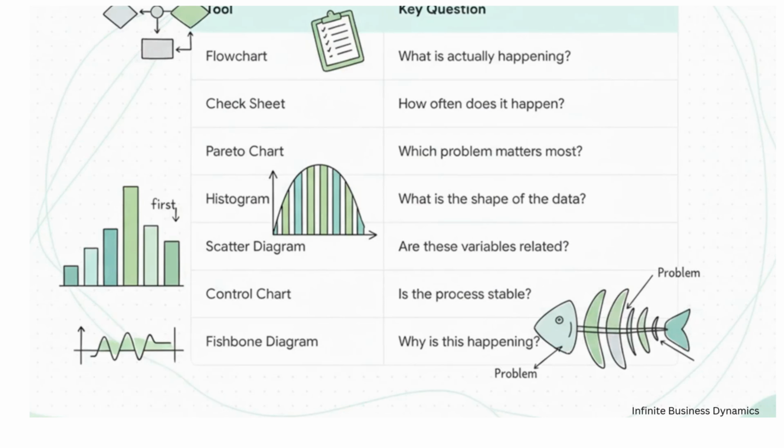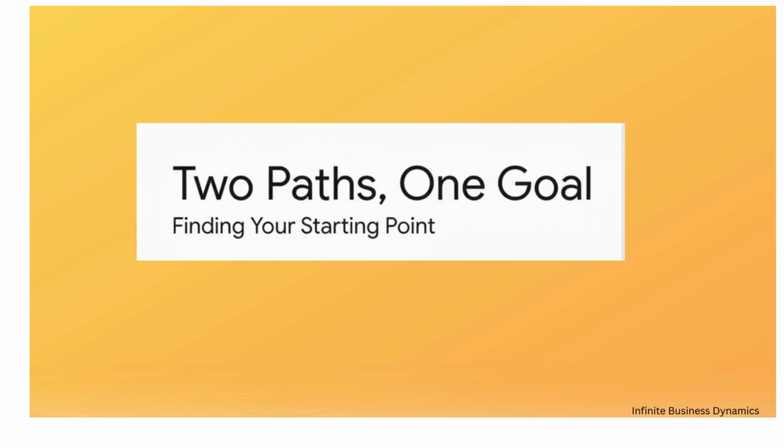So let's just quickly walk through this. If you need to know what's actually happening step by step, you use a flowchart. If you want to know how often a problem pops up, you grab a check sheet. To figure out which fire to put out first, a Pareto chart is your best friend. And to dig down to the root of why something's broken, that's a job for the fishbone diagram. You see the pattern here? Each tool has one job, and it's driven by one simple question.